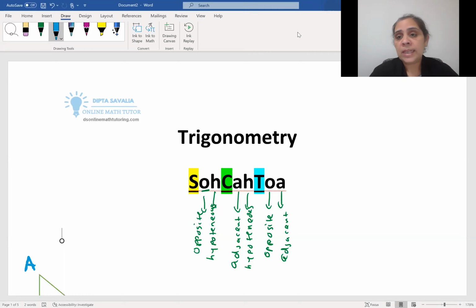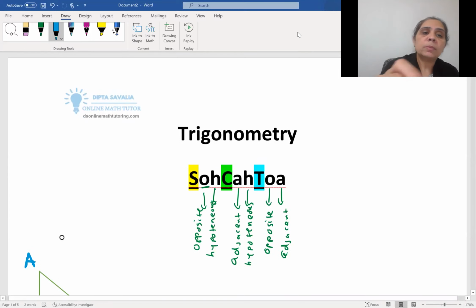First, when can we use SOHCAHTOA? The first condition is that we have a right triangle. What does SOHCAHTOA mean? We have 3 different functions. S means sine function, C means cosine function, and T means tangent function. The other 3 functions we can find from these 3, because those are reciprocals of sine, cosine, and tangent. I'll show you that as well.